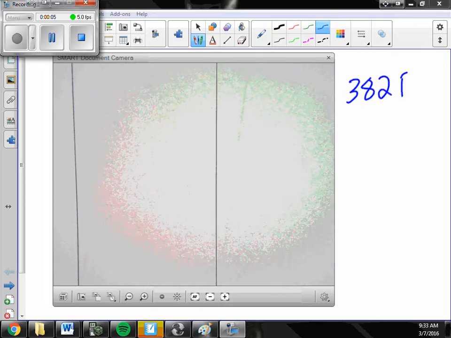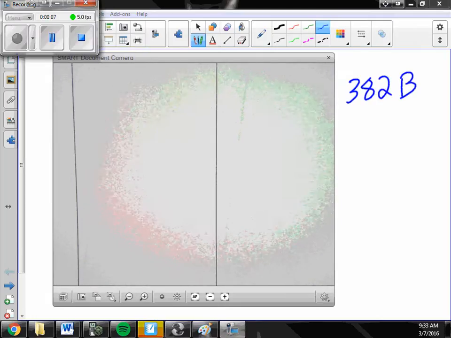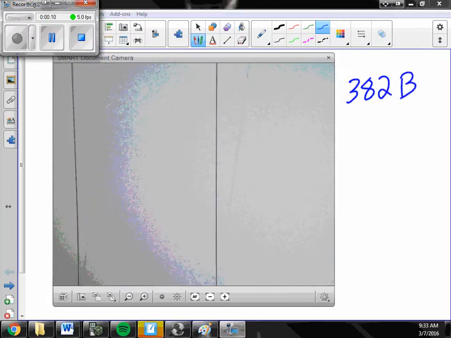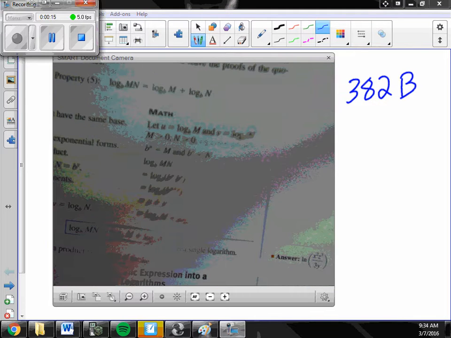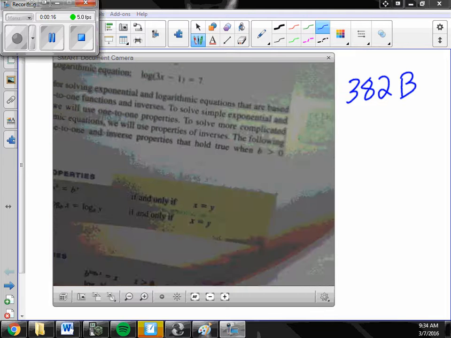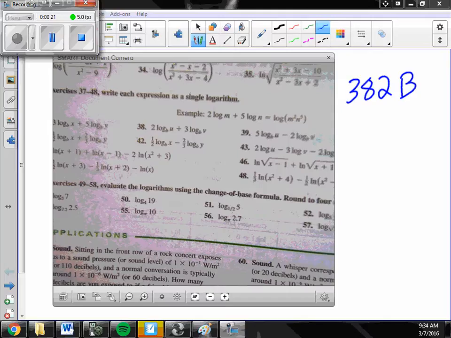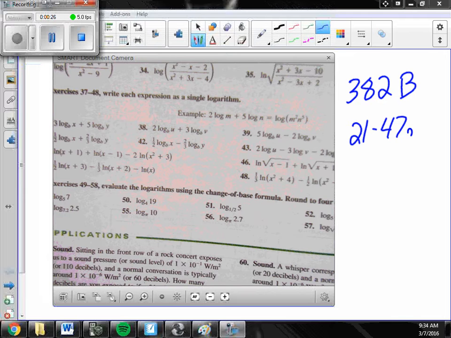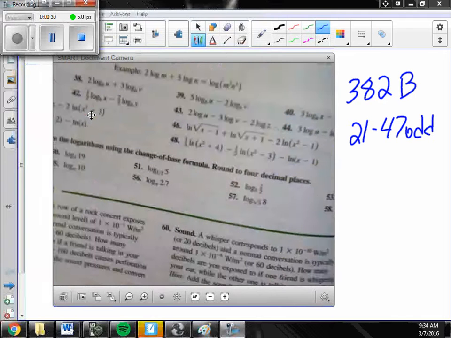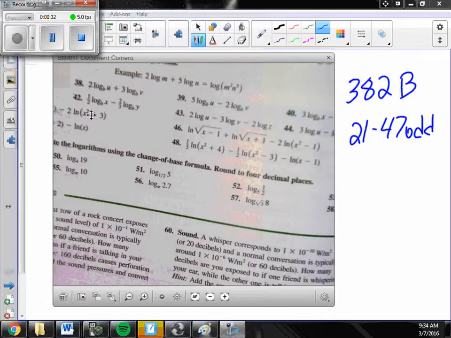We're moving on to 3.8 2b. This involves more logarithms, more properties about logarithms. So we're going to start with 21 to 47 odd. And then we're going to move on to the catch the mistake section. You're going to do 67 to 70 all.